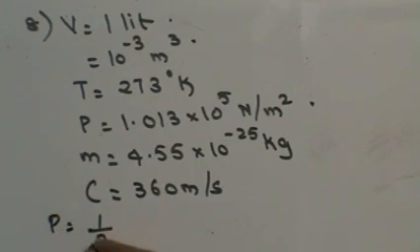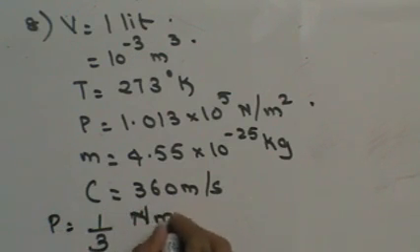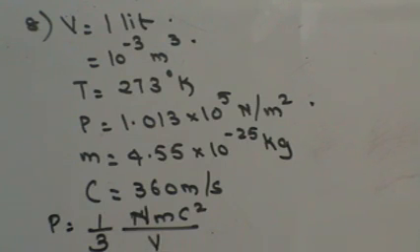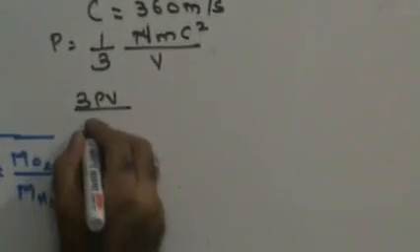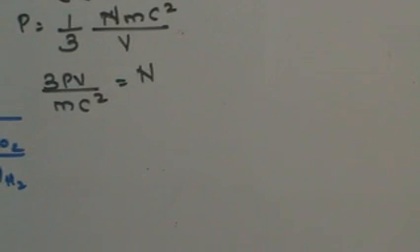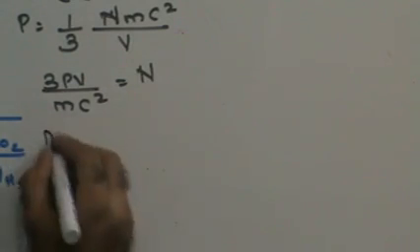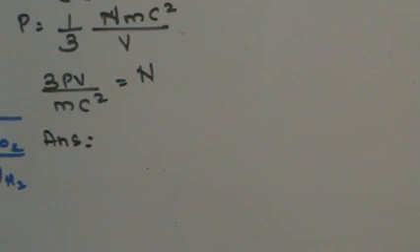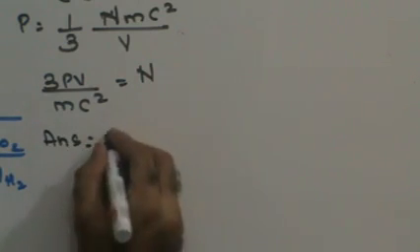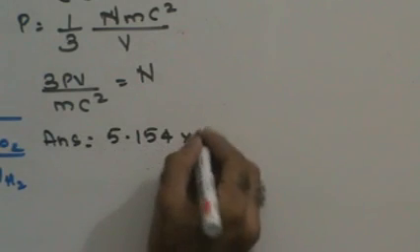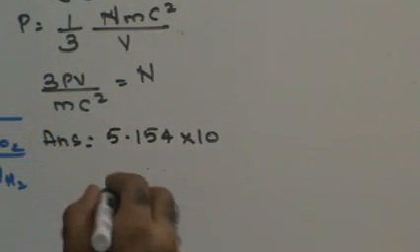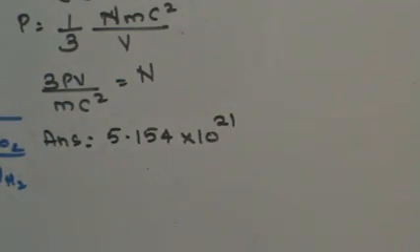Pressure formula. Pressure is 1/3 nmc square upon V. You want to find N. So thrice PV upon mc square will give you the number of molecules in 1 liter of gas. You should get this answer as 5.154 into 10 raised to 21. These many molecules are present in 1 liter of gas. Next, take our next one please.